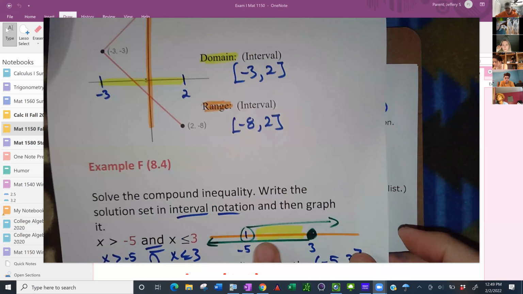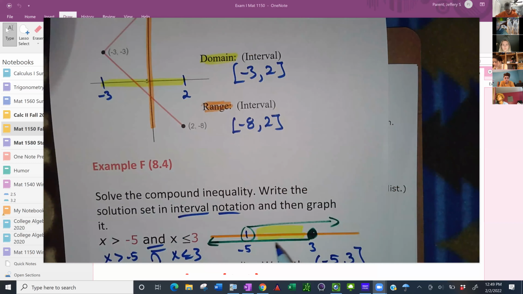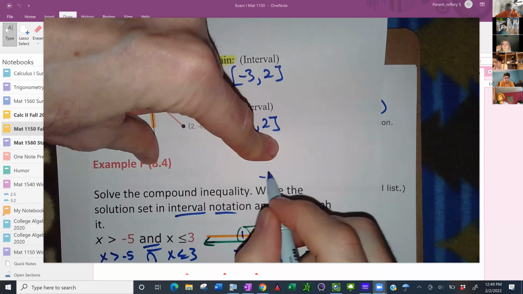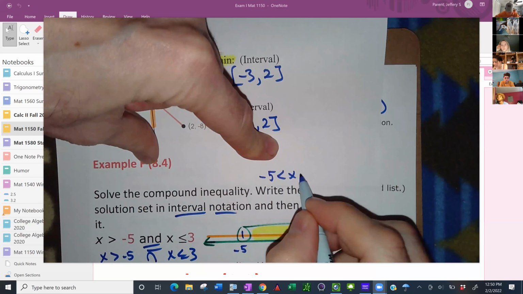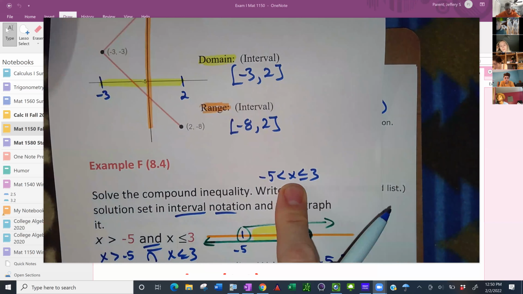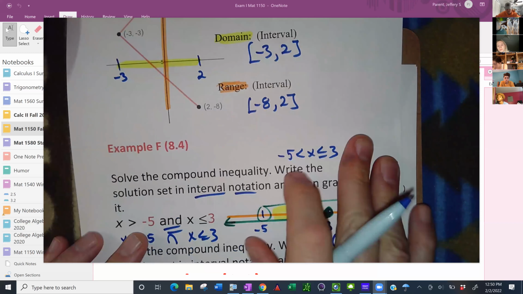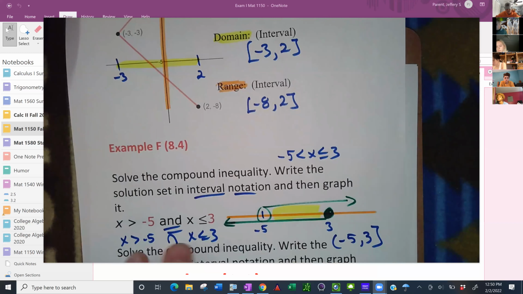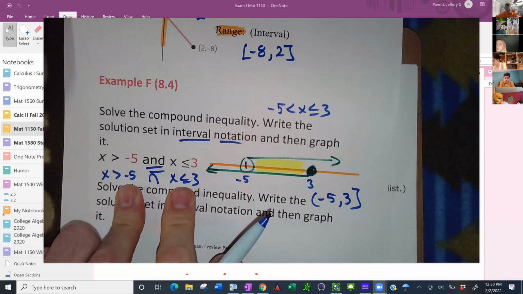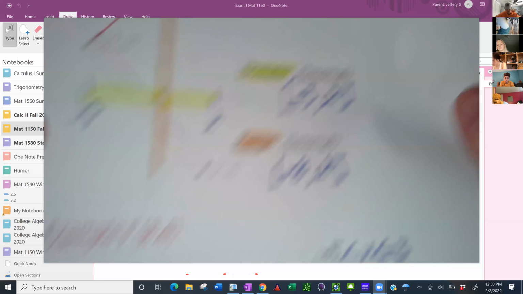One last little thing that I could give you here, though, would be the inequality you could write for that. You could write a double inequality: -5 is less than x is less than or equal to 3. So that kind of implies the intersection that you were just asking about. We're really finding the intersection of these two. Okay, so great question. Thank you so much.